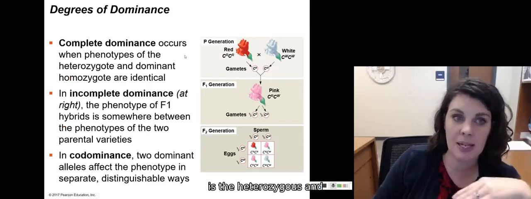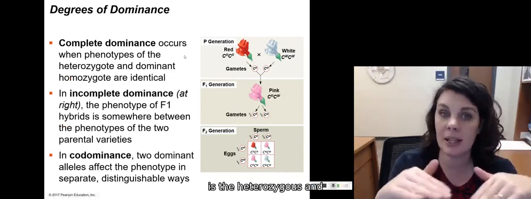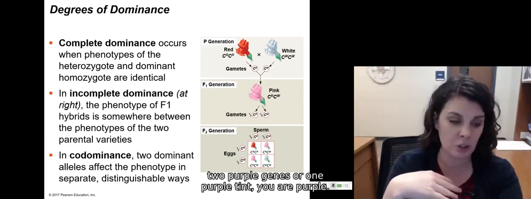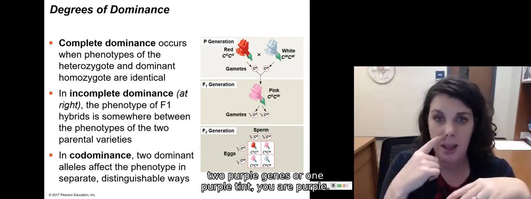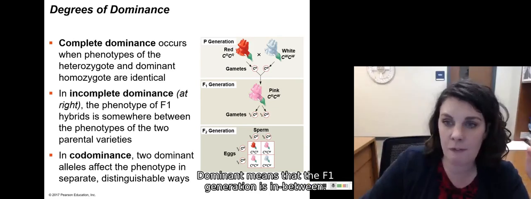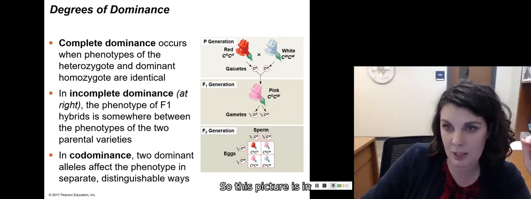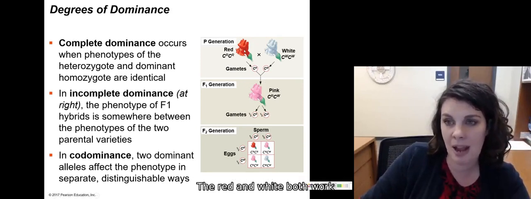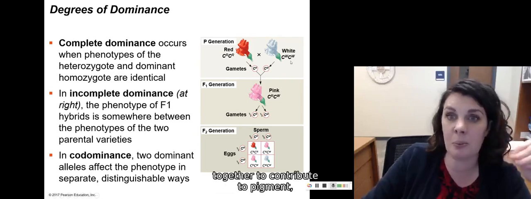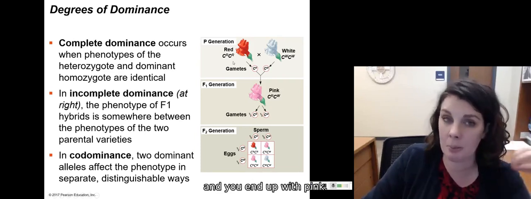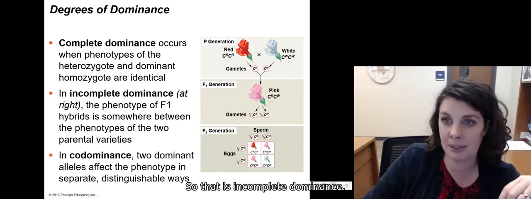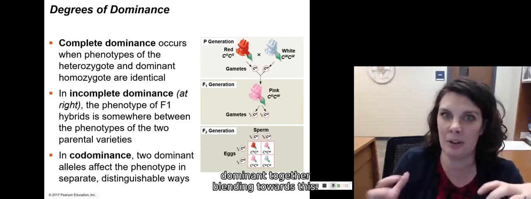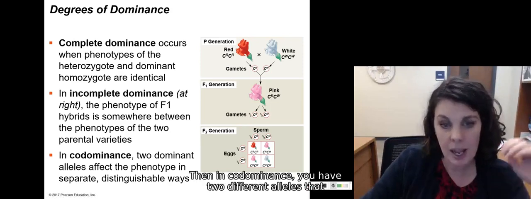Complete dominance is when the phenotype of the heterozygous and the dominant homozygote are identical, right? So purple flowers, whether you have 2 purple genes or 1 purple gene, you are purple. Incomplete dominance means that the F1 generation is in between. So this picture is in between. So a red parent and a white parent, the red and white both work together to contribute to pigment, and you end up with pink. So that is incomplete dominance. Neither one is completely dominant. They both are dominant together, blending towards this.